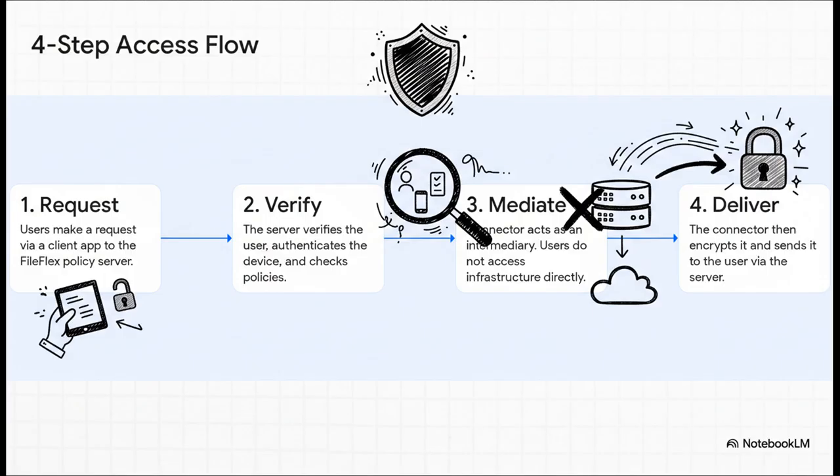Now 3, and this is the most critical step, the server tells a little connector agent sitting near the data to act as a go-between. The user never, and I mean never, gets a direct connection to the storage infrastructure. And finally, 4, that connector grabs the file, encrypts it, and sends it back to the user through a secure, temporary channel. The connection is made, the data is delivered, and the path vanishes.